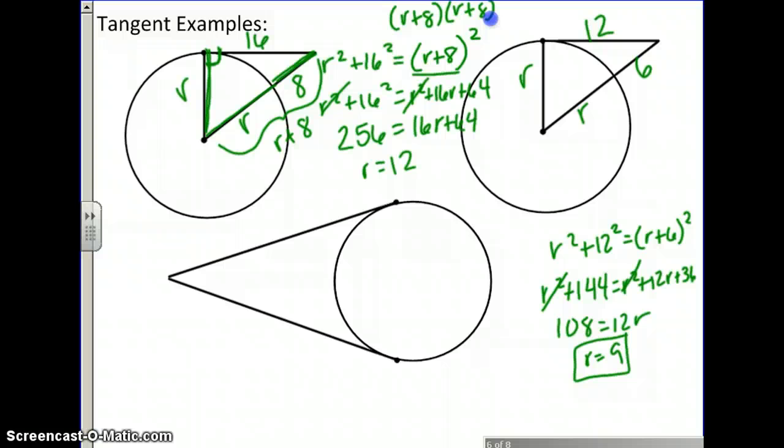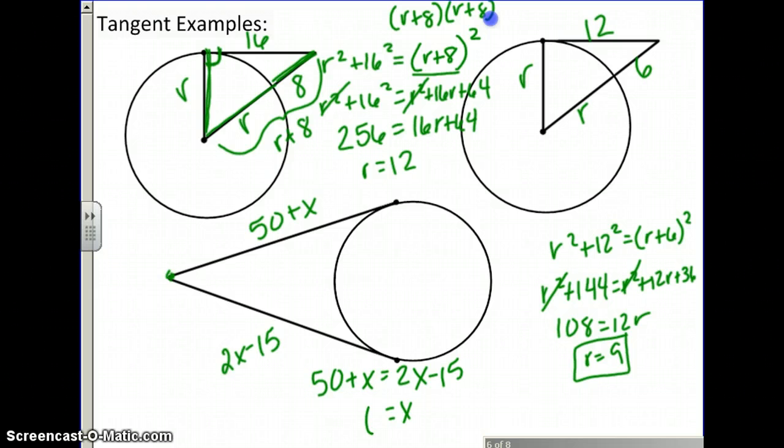All right, example 3. If I tell you this is 50 plus x, and this is 2x minus 15. They're two tangents. They're coming from the same exterior point. Just set them equal. So please copy this down with me. Subtract x, add 15, and x is simply 65. Okay? All right.